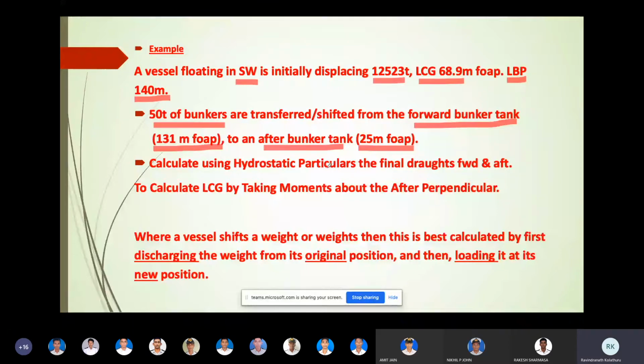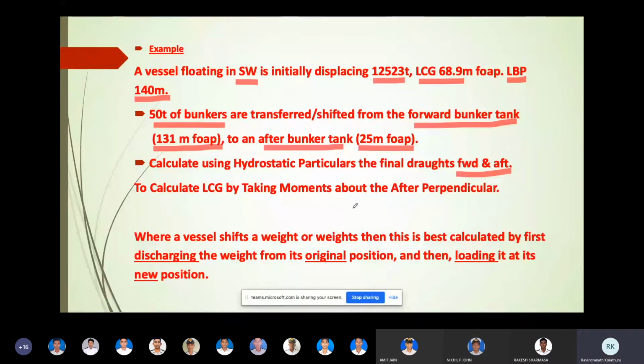Calculate, using the hydrostatic particulars, the final drafts forward and aft. Here we are not doing any loading or discharging operations. The vessel has an initial displacement and we are going to just shift 50 tons of bunkers from forward to aft. That's all. So with that, how do we find the final drafts?